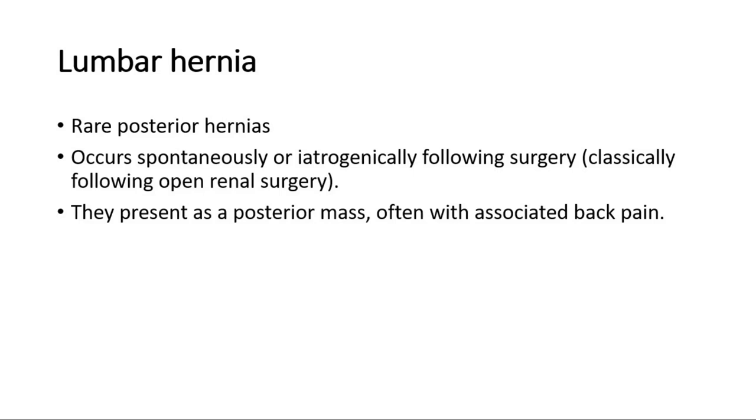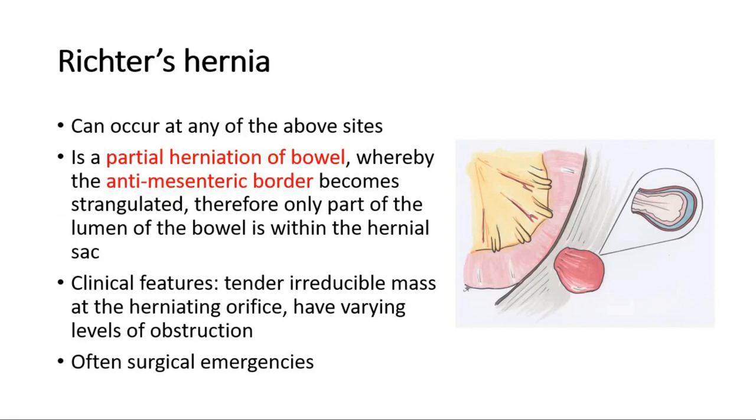Lastly, the Richter's hernia. A Richter's hernia can occur at any of the above sites, and is a partial herniation of bowel, whereby the anti-mesenteric border becomes strangulated. Therefore, only part of the lumen of the bowel is within the hernial sac. Patients will present with a tender irreducible mass at the herniating orifice, and will have varying levels of obstruction, purely dependent on how much bowel circumference is involved. Due to obstruction, these are often surgical emergencies that need urgent surgical intervention.